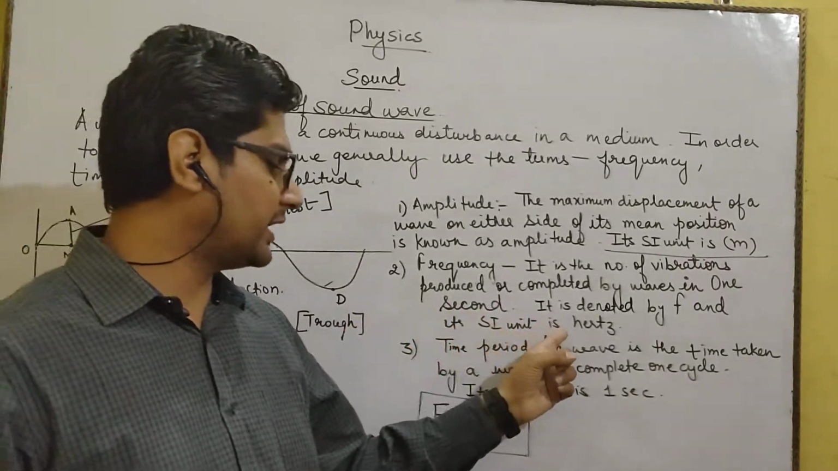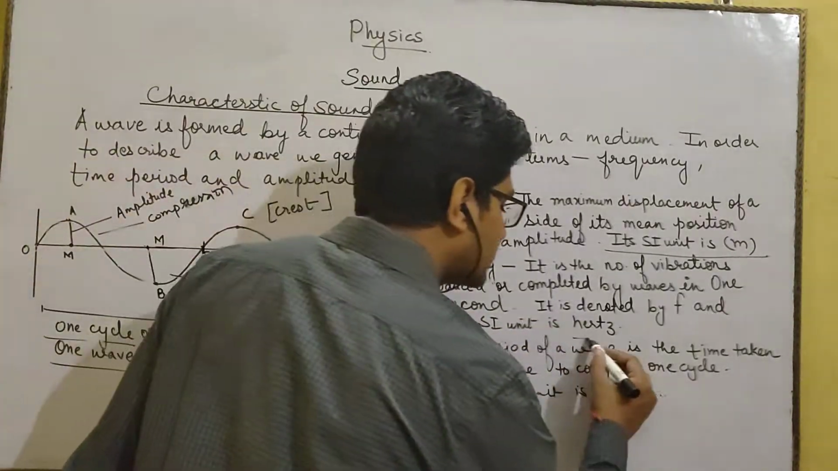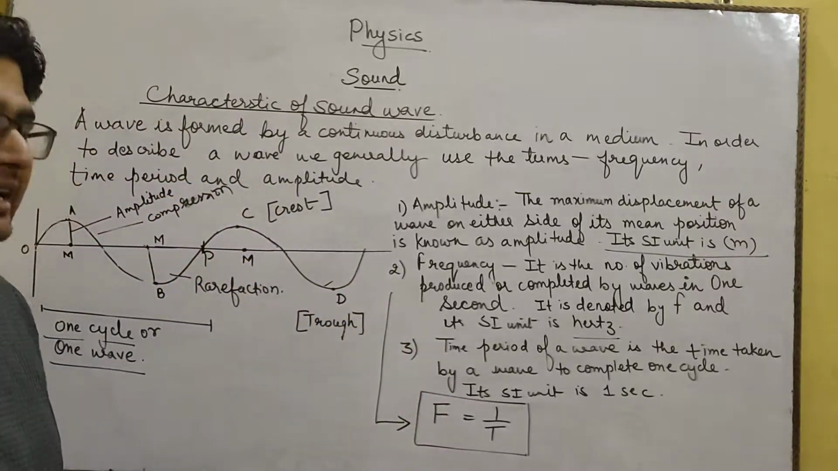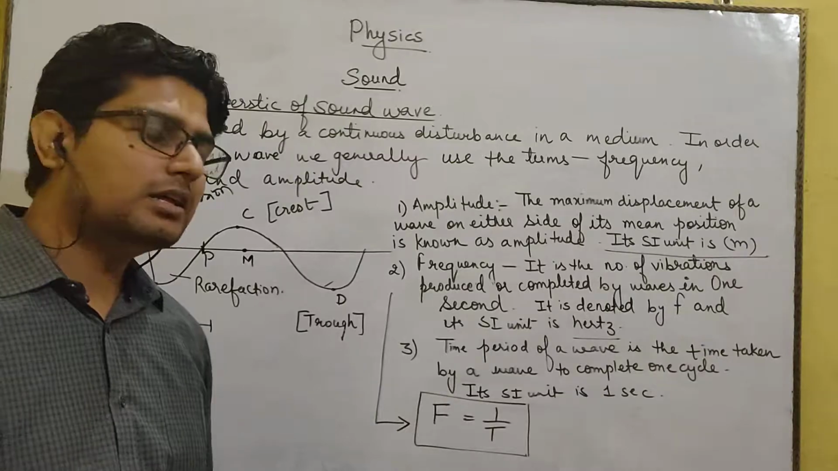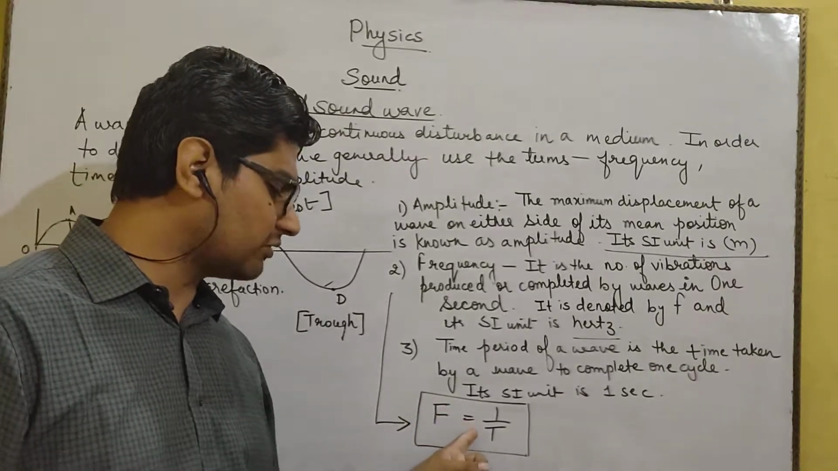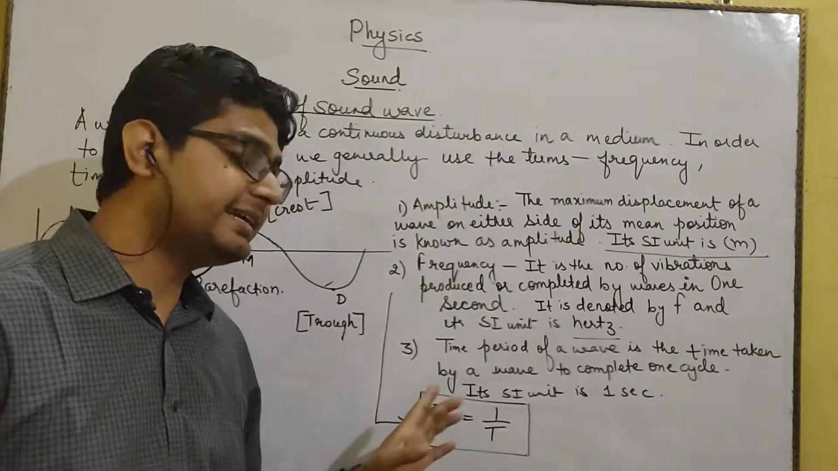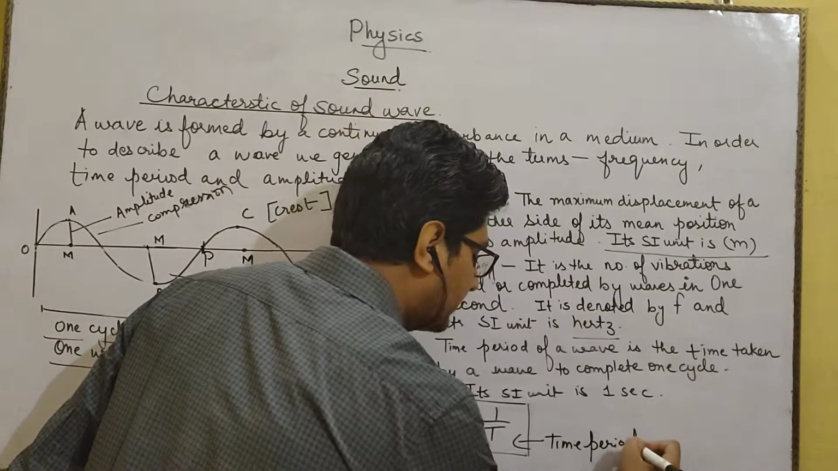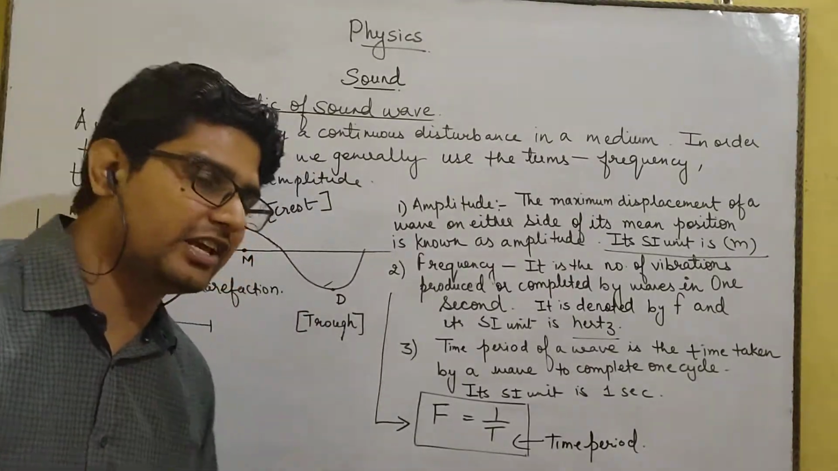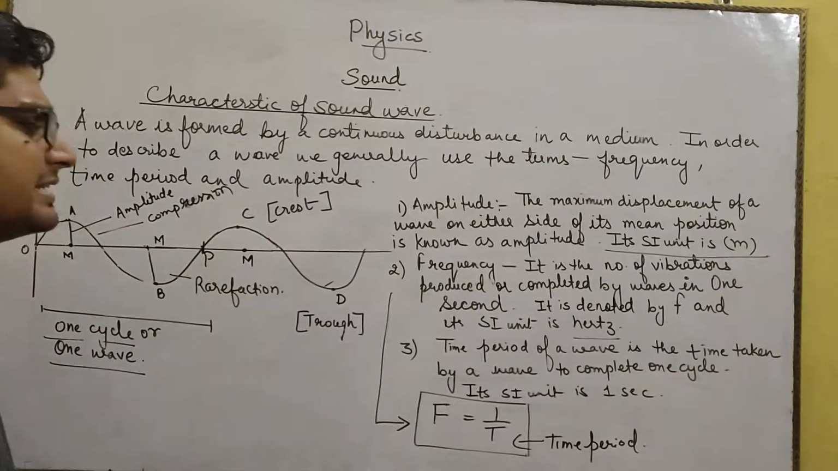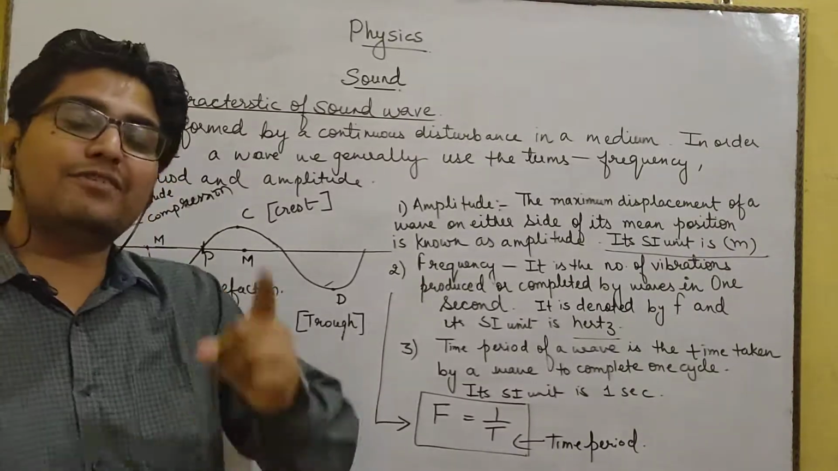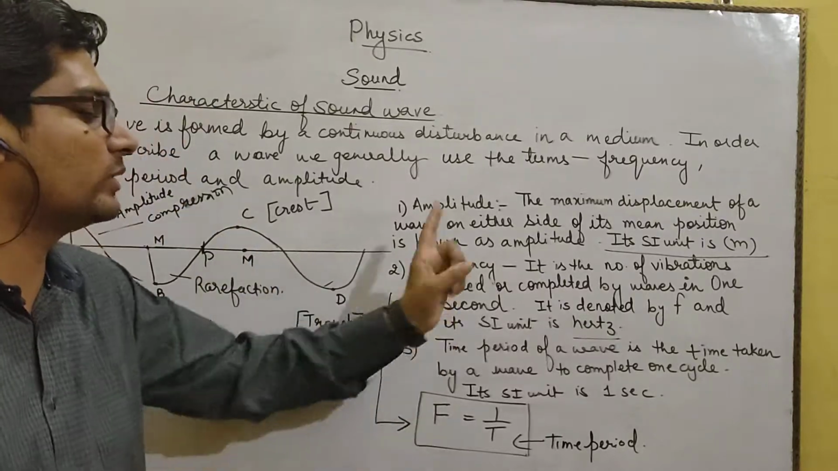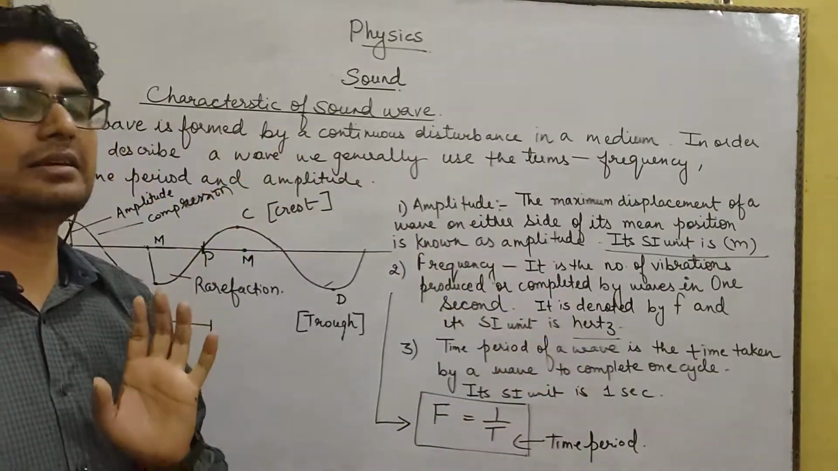The SI unit of frequency is Hertz. Hertz is the standard unit for measuring frequency. And the formula to calculate frequency is F equals 1 upon T. Frequency is equal to 1 upon time period, where T means time period. Please remember this formula, which is useful for calculating the frequency. So in simple terms, frequency means the number of vibrations produced or completed by a wave in 1 second, which is denoted by letter F, and its SI unit is Hertz.